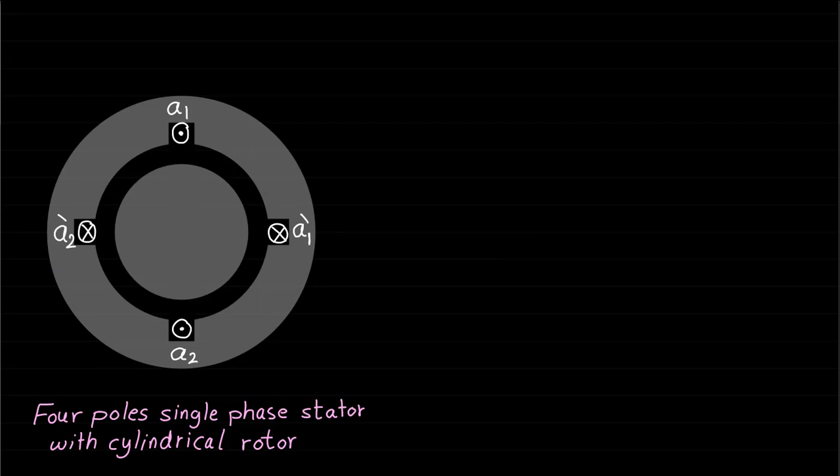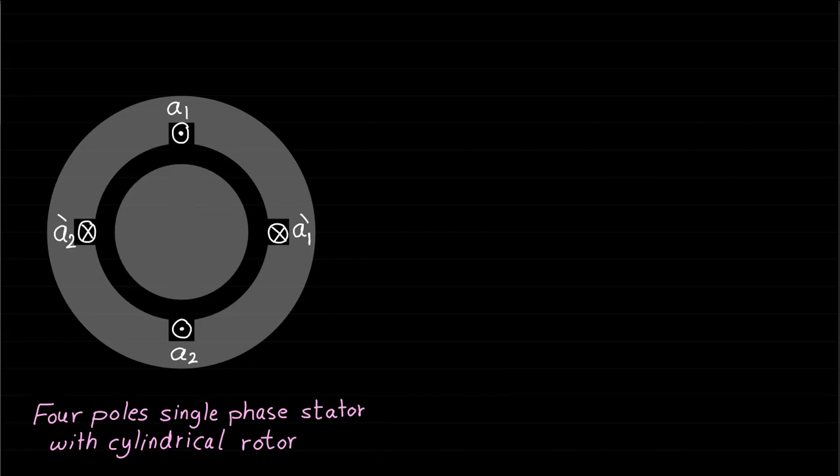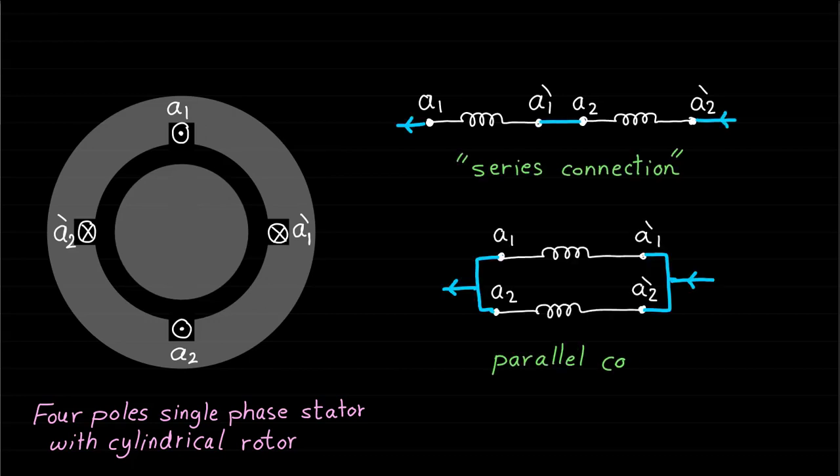This figure shows a four-pole single-phase stator with a cylindrical rotor. As we can see, this single-phase stator winding is represented by phase A. This four-pole single-phase stator winding consists of two concentrated coils, coil A1 A1' and coil A2 A2'. These two coils of phase A can be connected in series or in parallel as shown.